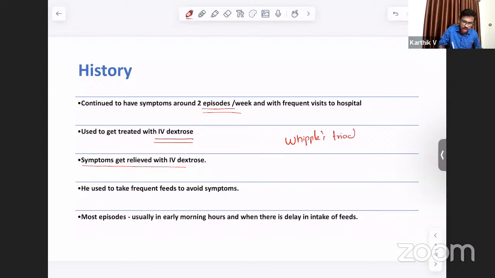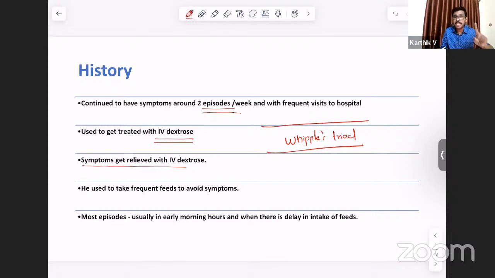Whipple's triad, and most of you would already know this. That means that the patient should present with symptoms suggestive of low blood glucose. There should be a documentation of low blood glucose, the threshold that we will learn later on. And finally, there should be prompt resolution of symptoms with administration of glucose. So all these three factors should be satisfied to say that the Whipple's triad is positive. So there should be symptoms of low glucose, there should be documented low blood glucose, and finally the symptoms should resolve by administration of glucose.